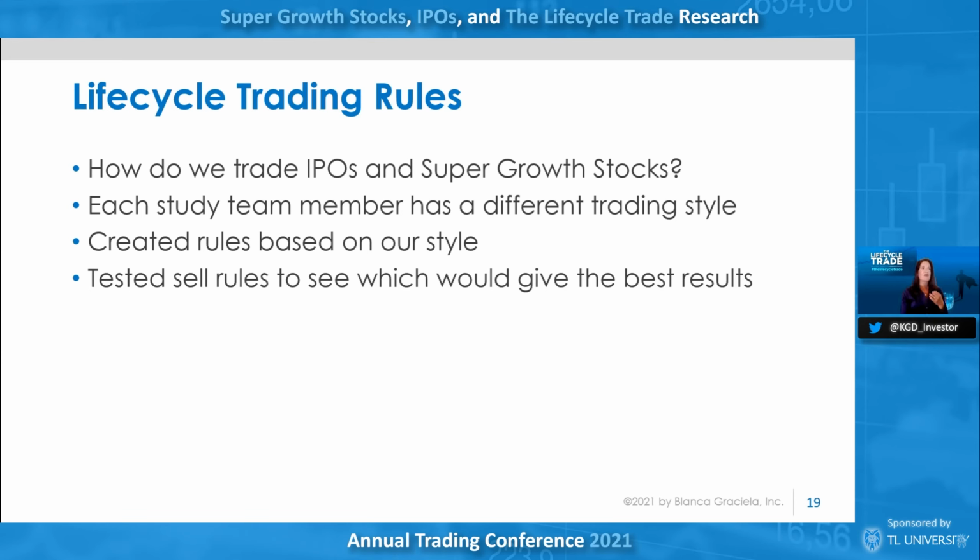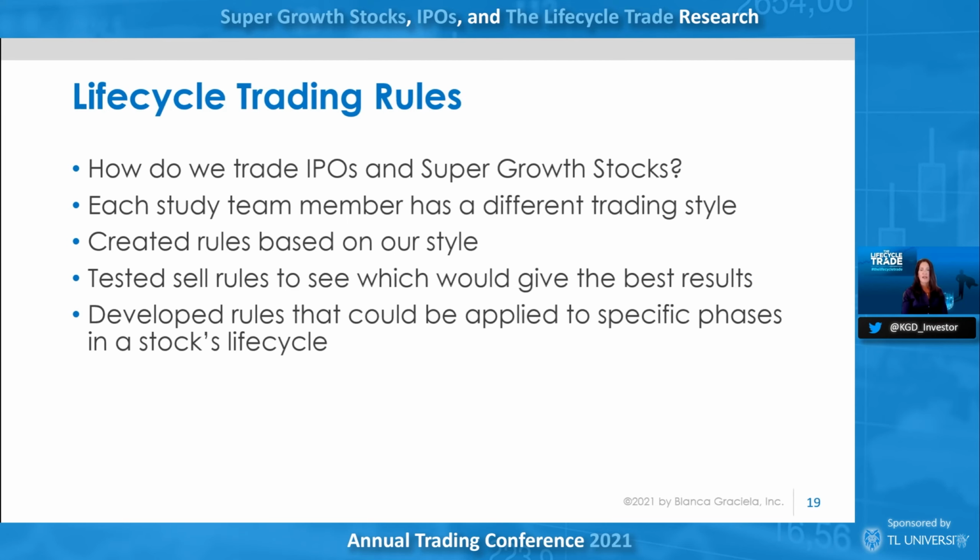But these were the rules we created because we wanted to see which ones would give us the best results. Was there a rule that we were able to really capitalize on that phase's run? So like, the institutional advanced phase, what is the best rule to capitalize the most gains in that phase? That's really what we were setting out to do. And so we developed these rules and, again, applied them to specific phases.